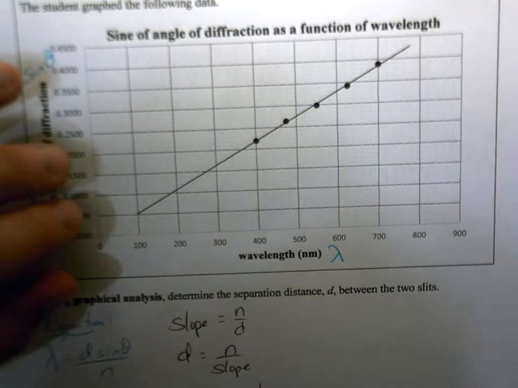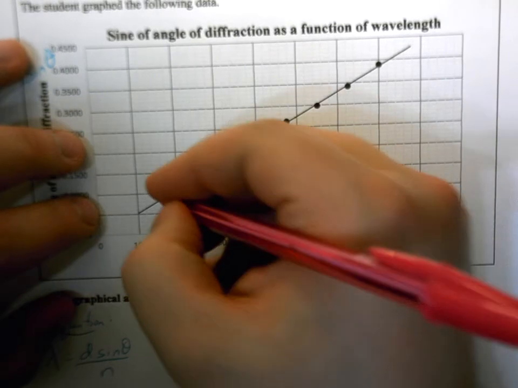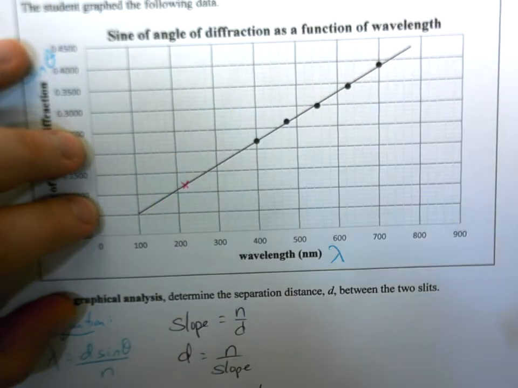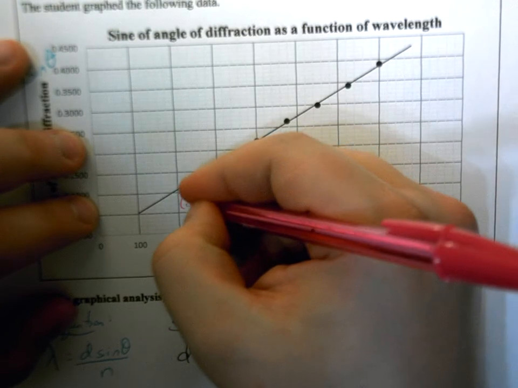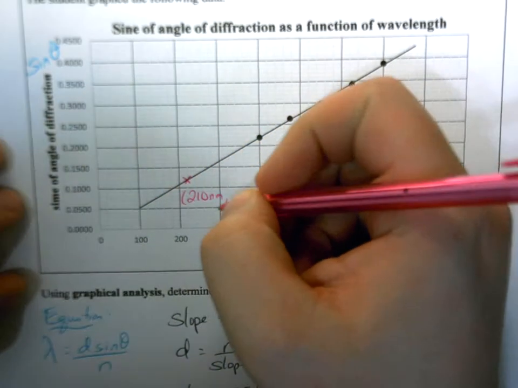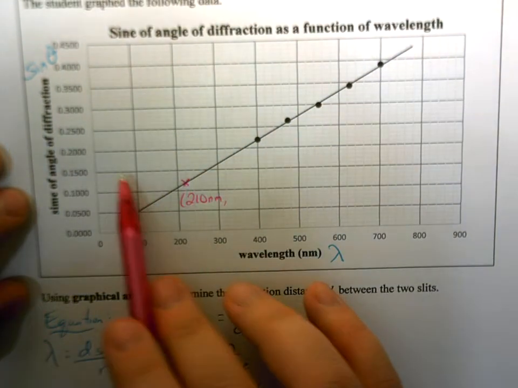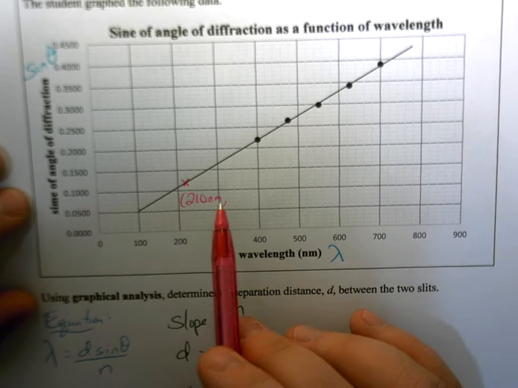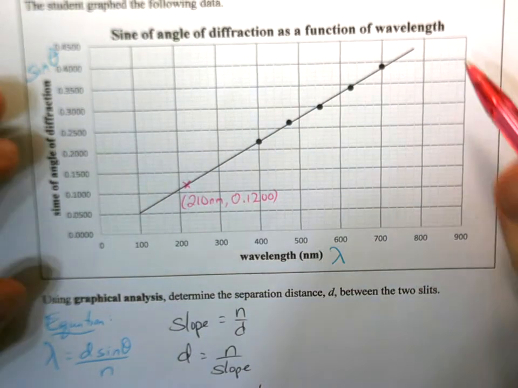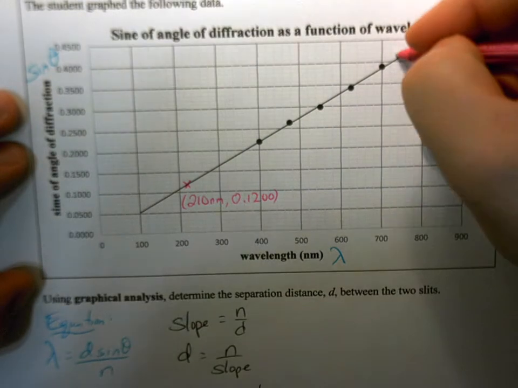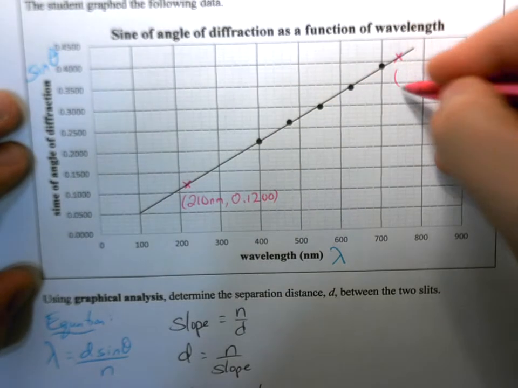Let's see what we can look at. So this point here looks like it's pretty easily identifiable. So I'm going to mark it with an X. And I'm going to say, well, that looks like it's about 210 nanometers. And then this point here is about 0.1200. A little further along, well, this point near the end, this also looks very easily identifiable.